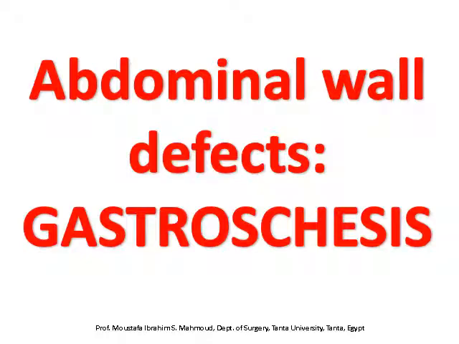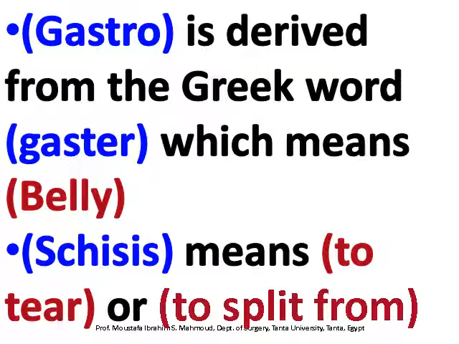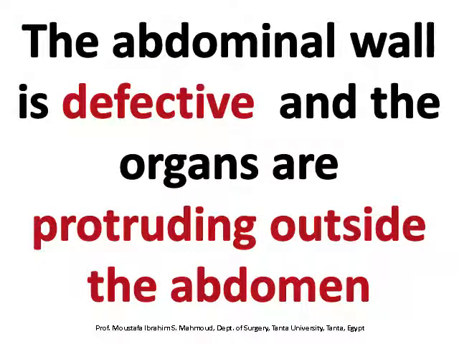Abdominal wall defects. Gastroschisis. Gastro is derived from the Greek word gaster, which means belly, and schisis means to tear or to split from. The abdominal wall is defective and the organs are protruding outside the abdomen.